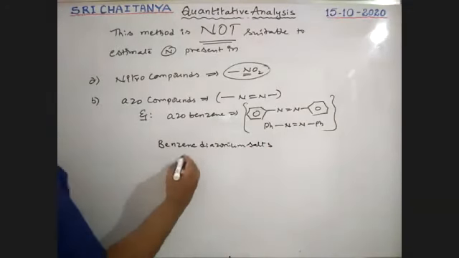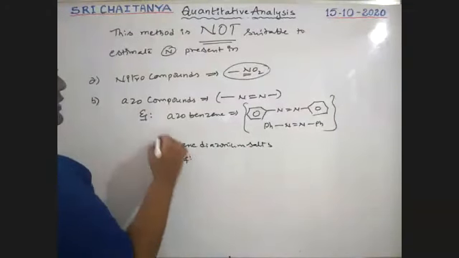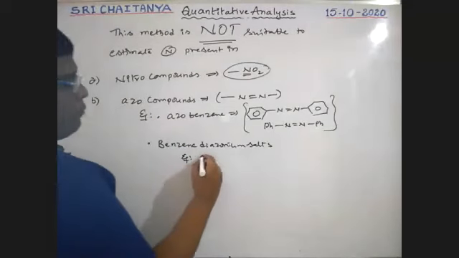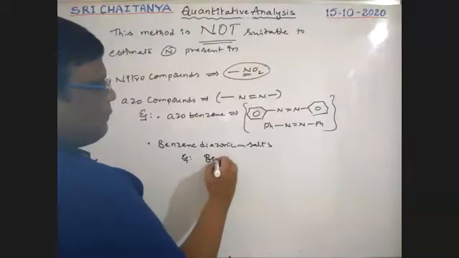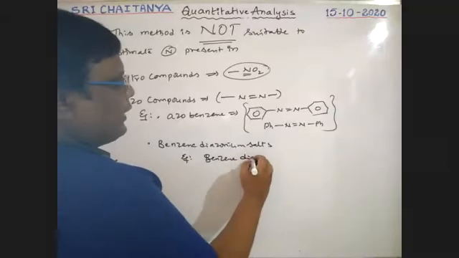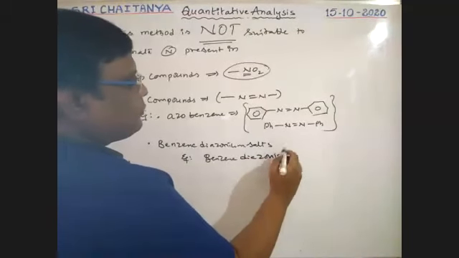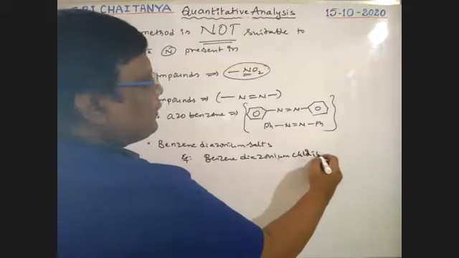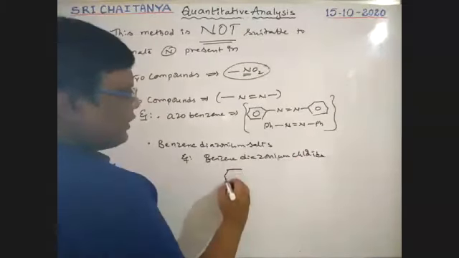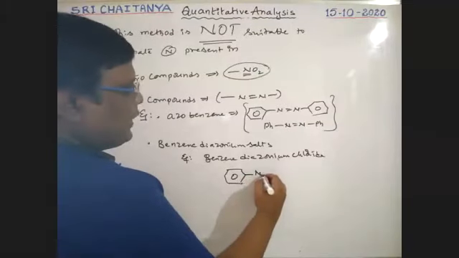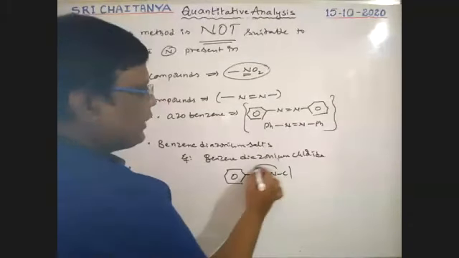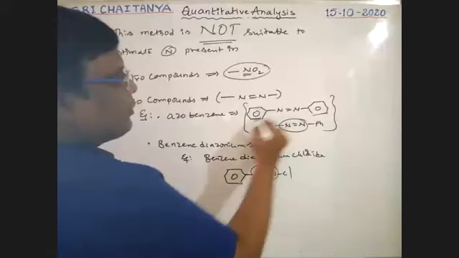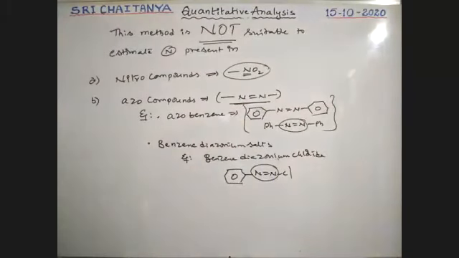Next, benzene diazonium salts. Example for this one is benzene diazonium chloride, which is a benzene ring with N double bond N Cl. Here also N double bond N. That is why N double bond N compounds are not identified by this method, boys.